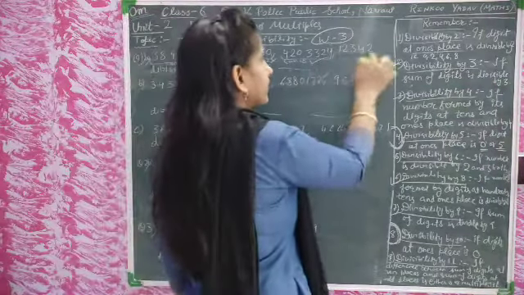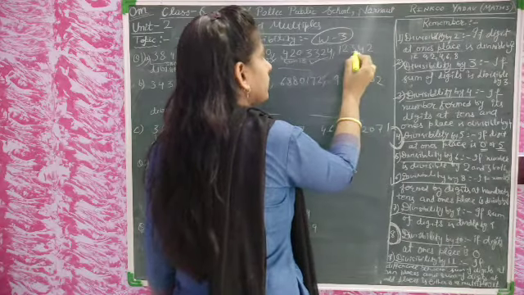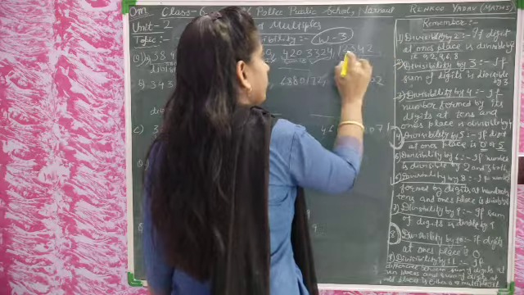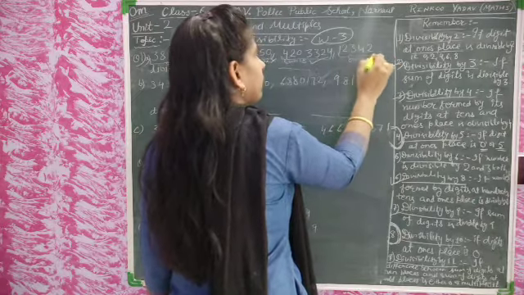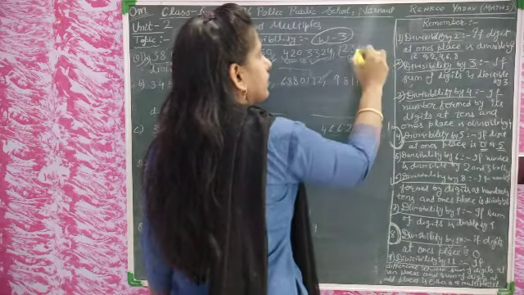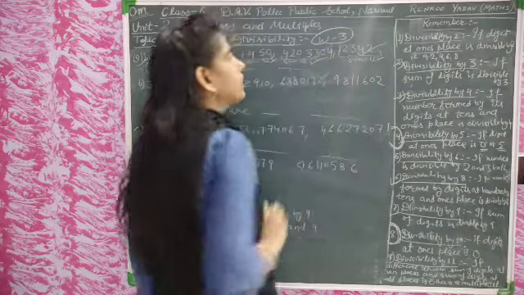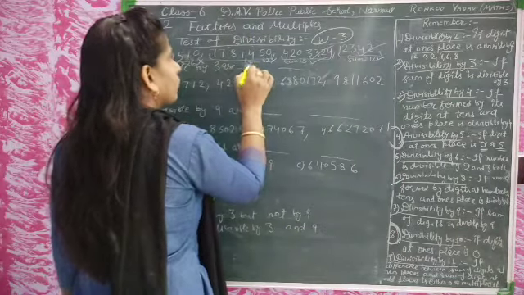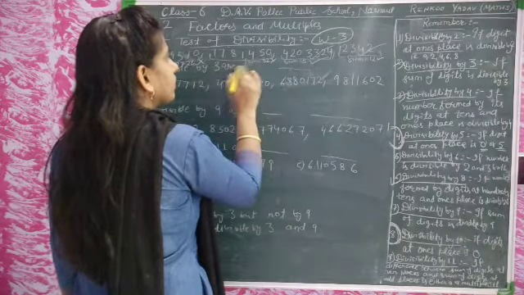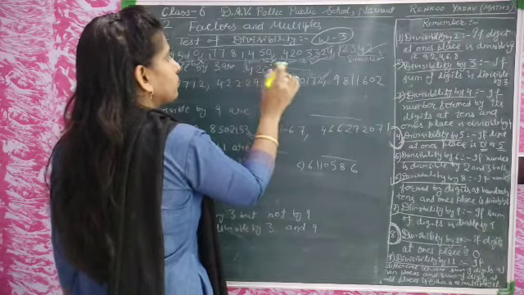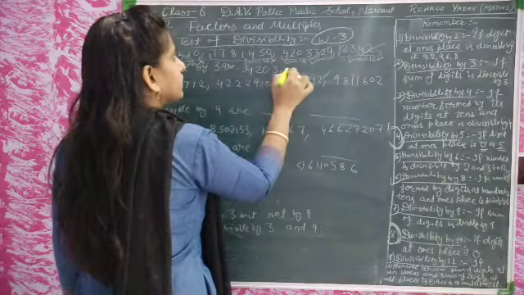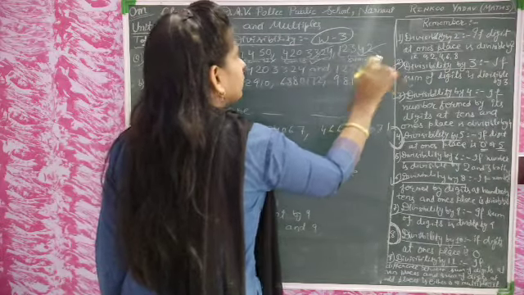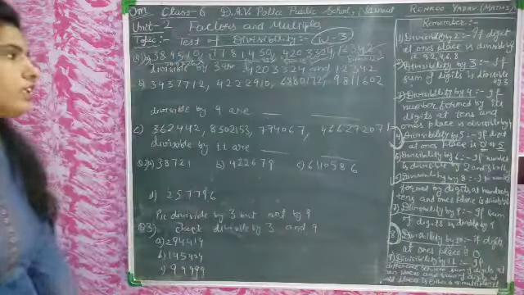And now we will check this sum. 1 plus 2, 3. 3 plus 3, 6. 6 plus 4, 10. 10 plus 2, 12. The sum is equal to 12 and this is divisible by 3. It means this is also divisible by 3. Write down their numbers: 4, 2, 0, 3, 3, 2, 4 and 1, 2, 3, 4, 2. These numbers are divisible by 3.